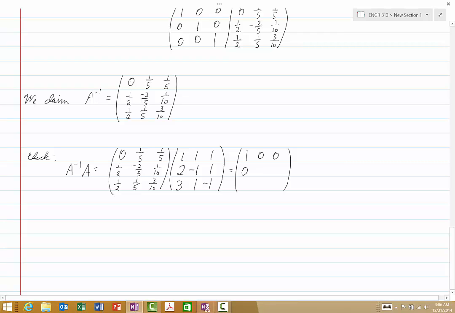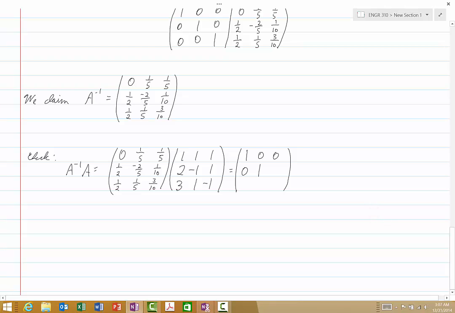Now, when we multiply the second row times the second column, we will get 1/2, and then the minus 1 times minus 2/5 will give us plus 2/5, and then 1/10 times 1 will give us 1/10. So we just add up 1/2 and positive 2/5 and positive 1/10. Well, 1/2 is 5/10. 2/5 is 4/10, so 5/10 and 4/10 is 9/10, and 1/10 is indeed 1.